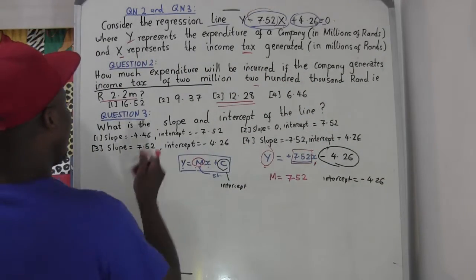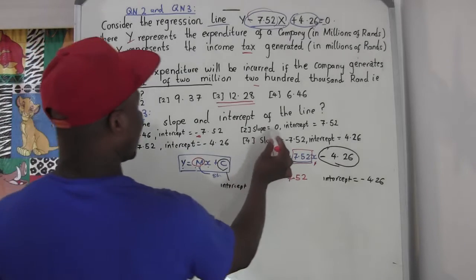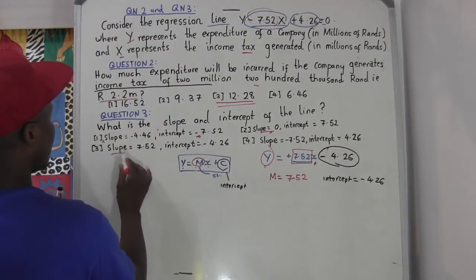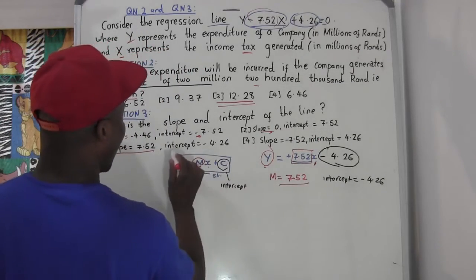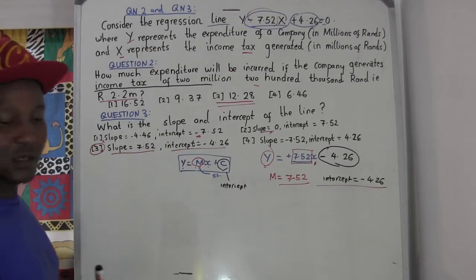Now we go to the options. The first one, no, because they say this is negative, which is not true. This is positive. Now the second one, no, slope is not 0, it is wrong. The third one looks right: positive slope, and negative intercept, yes. So option 3 is the answer for the second question.